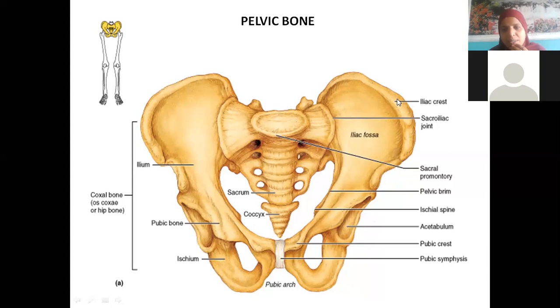Now, when you talk about the ilium bone, this particular area is the iliac crest, isn't it? The iliac crest has further names. It has the outer lip of the iliac crest, the inner lip of the iliac crest, and this is the intermediate area. Then this is the anterior superior iliac spine, the anterior inferior iliac spine. Behind you will have the posterior superior iliac spine.